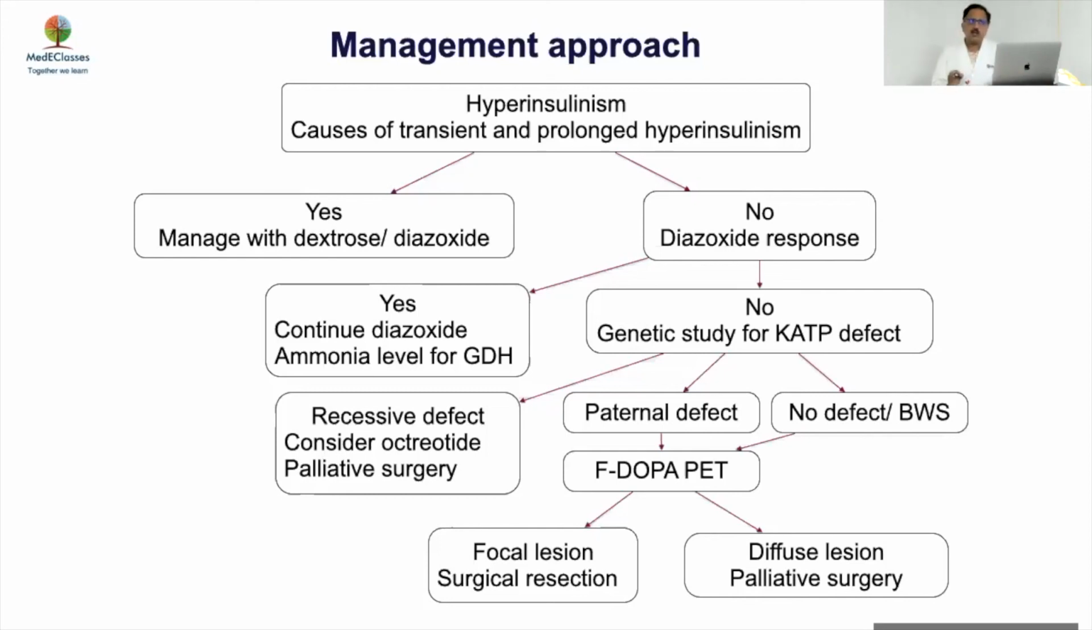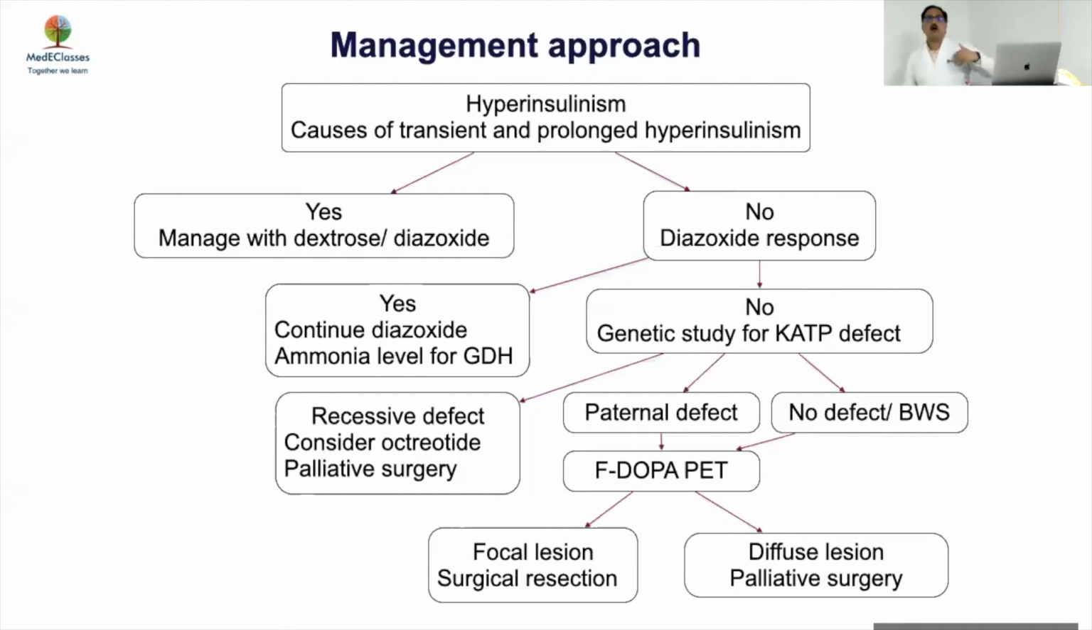So to summarize, first of all, exclude a transient form and a prolonged form. Once you have done that, start on diazoxide. Responding, no worries, do an ammonia level, which will give you the clue. Now, if there is no response to diazoxide, go for the potassium ATP channel defect testing in mother, father, and child. Recessive requires surgery versus lanreotide. While if it is an imprinting form coming from the father, do a fluorodopa PET. If it shows a focal lesion, surgery; diffuse, palliative.